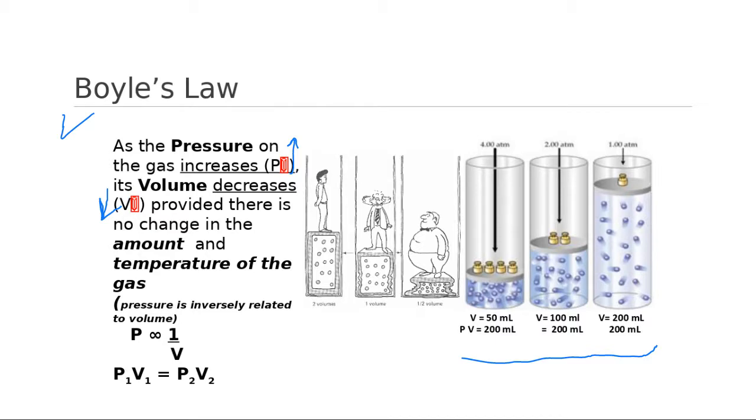So Boyle's law says that if I have a container filled with gas, and the temperature is constant and the number of moles is constant, and I exert some pressure on this container, then as we increase the pressure on the molecules of the gas, the volume will decrease.